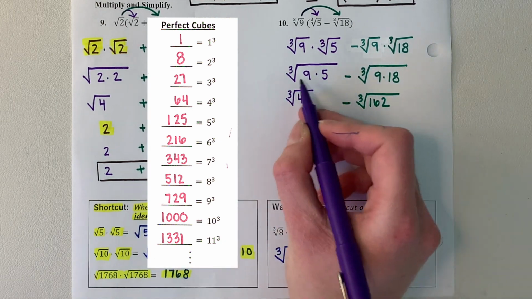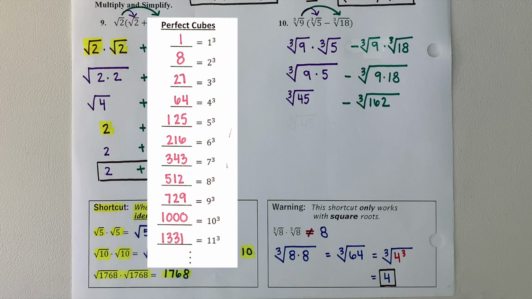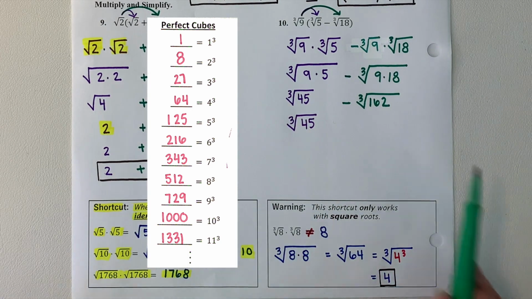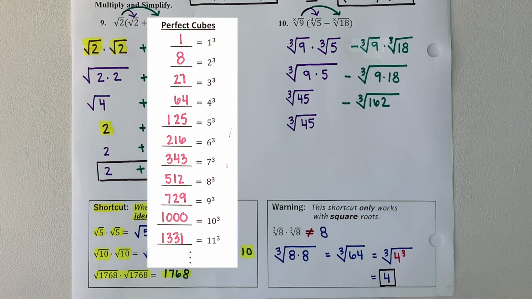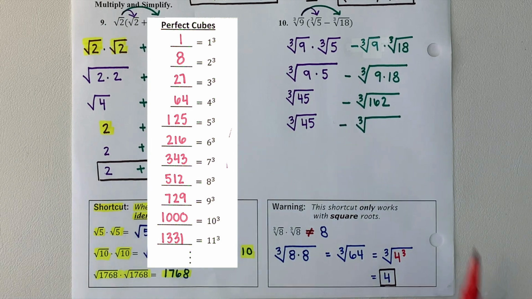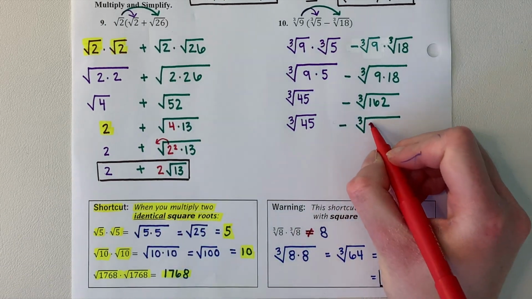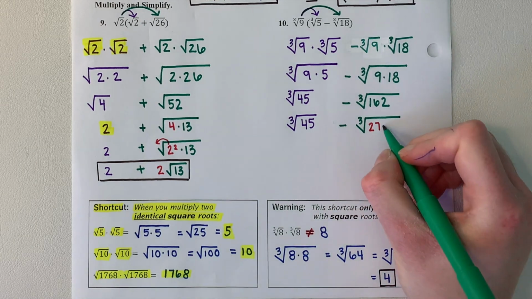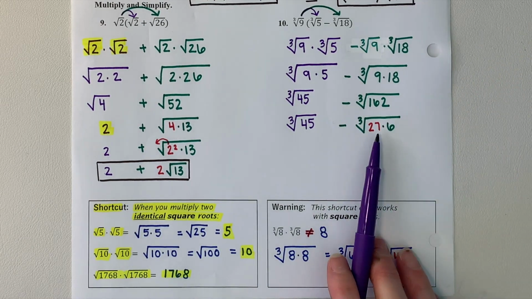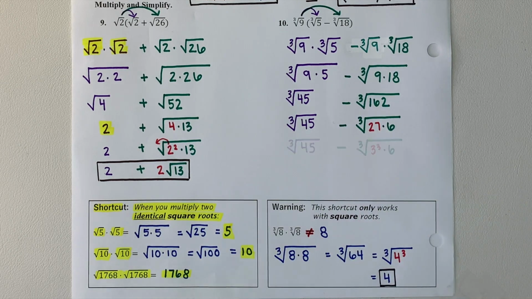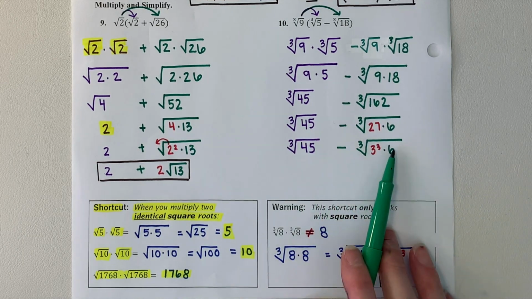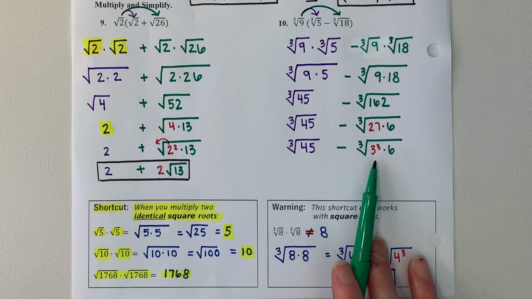So that means the cubed root of 45 cannot be simplified, so I'm just going to carry it down. 162 is not a perfect cube, so we need to find the largest perfect cube that multiplies evenly into 162, and that would be 27. So let's rewrite 162 as 27 times 6. Now, 27 is our perfect cube, so we need to write it as some quantity cubed. So all I've done in this step is just rewrite 27 as 3 cubed.